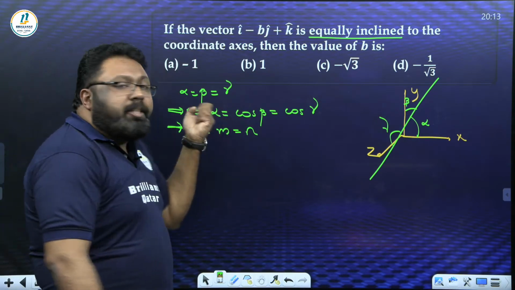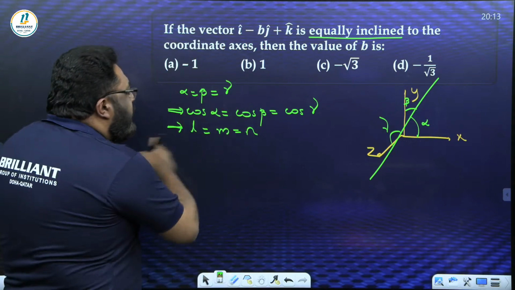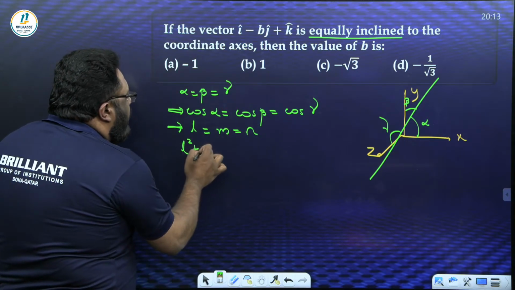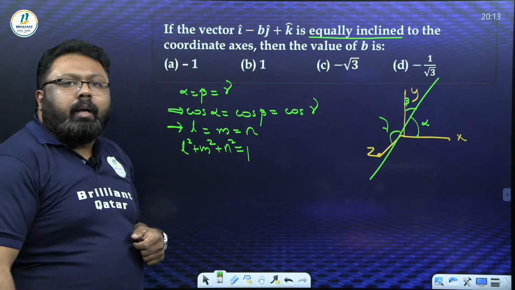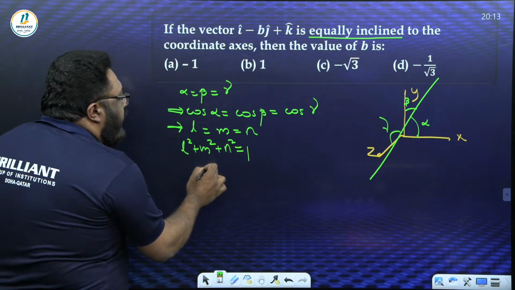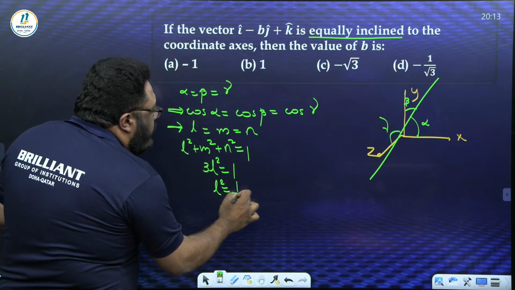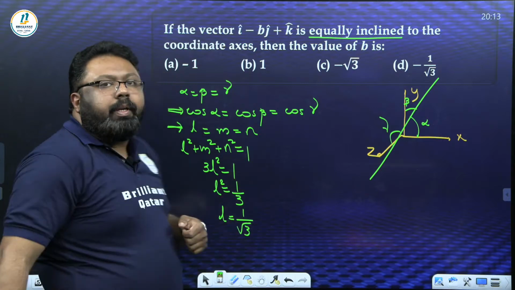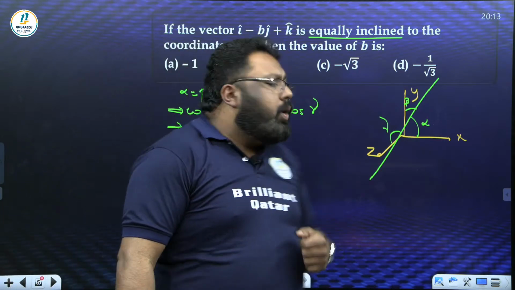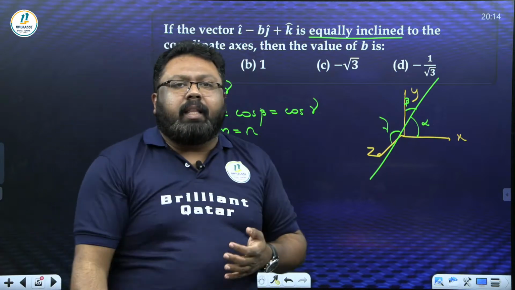So I'm just explaining the theory here. L equals M equals N. What's the relation between L and N? L squared plus M squared plus N squared equals 1. But all these are equal. So can I say 3L squared equals 1, L squared equals 1 by 3, L is equal to 1 by root 3. So please remember this by heart.